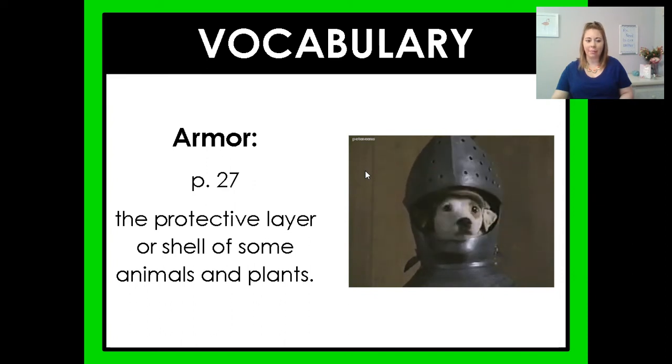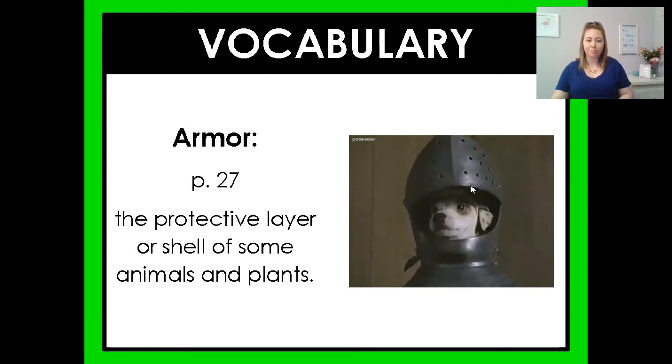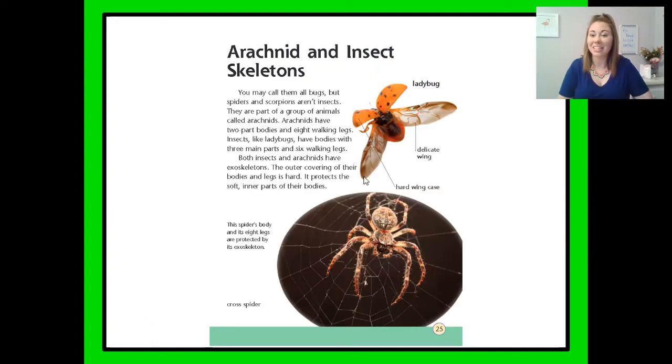Armor is our next vocabulary word. It's the protective layer or shell of some animals and plants. Here I have the little dog, I believe that's Wishbone, in the suit of armor, because back in medieval times, they wore a suit of armor to protect themselves. So let's go ahead and get reading.